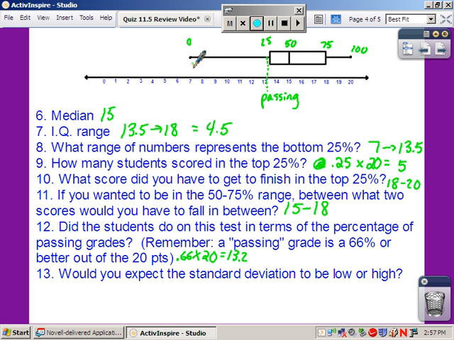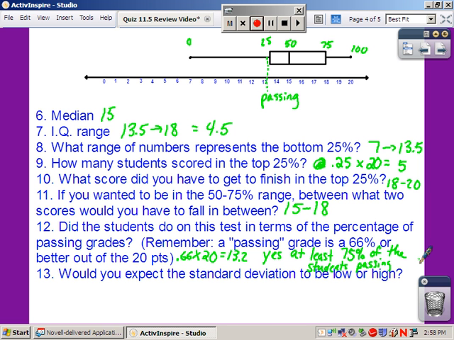So I would say, yes, for sure. And what you can say is at least 75% of the students pass. Of course, ideally, we'd like to see 100% passing. But 75% is pretty good.